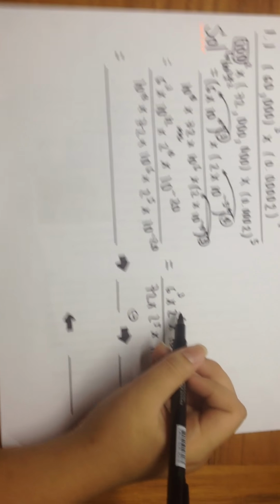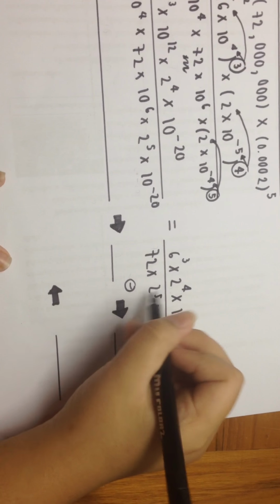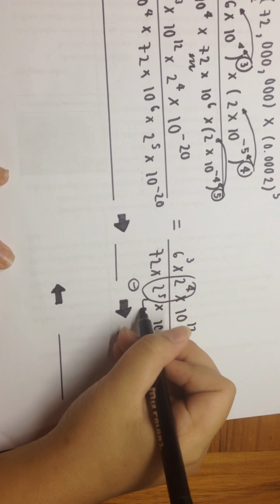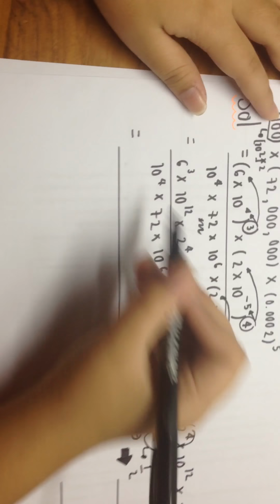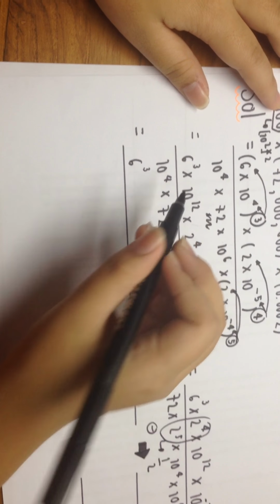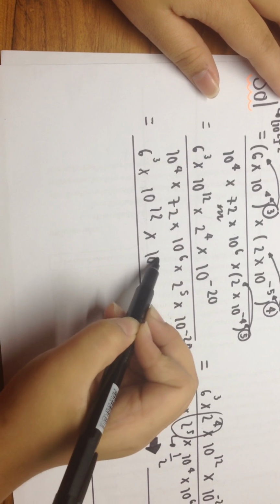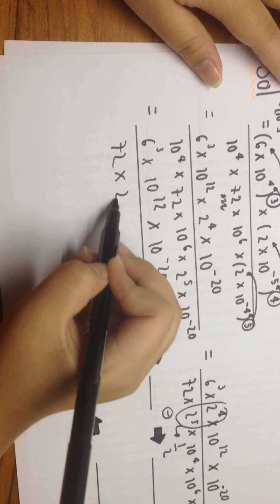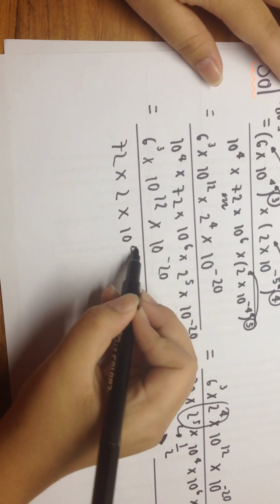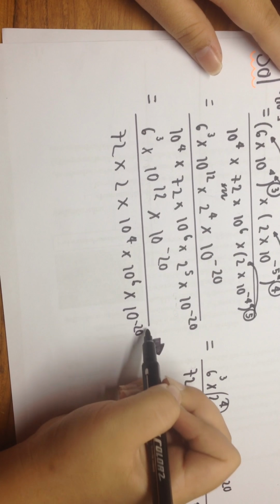So you look at this one. 2 to the power of 4 divided by 2 to the power of 5 is equal to 1 divided by 2. So it's equal to 6 to the power of 3 times 10 to the power of 12 times 10 to the power of minus 20, divided by 72 times 2 times 10 to the power of 4 times 10 to the power of 6 and times 10 to the power of minus 20.